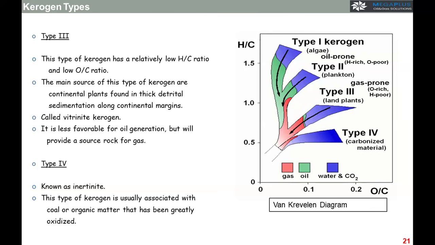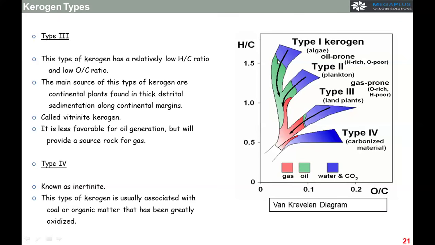It is characterized by a low hydrogen-carbon (HC) ratio and a high oxygen-carbon ratio. The main source of this kerogen is continental plants. This is why it is a major one in the Nile Delta and the Mediterranean. It's called vitrinite kerogen. Actually, the oil window here will be just a small one, a very, very narrow oil window, associated with the major gas present here.